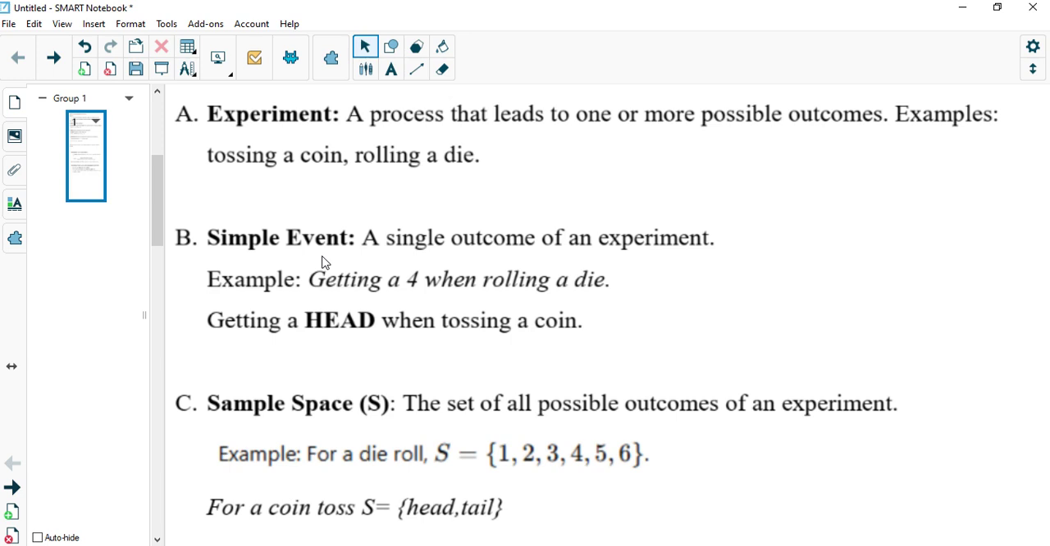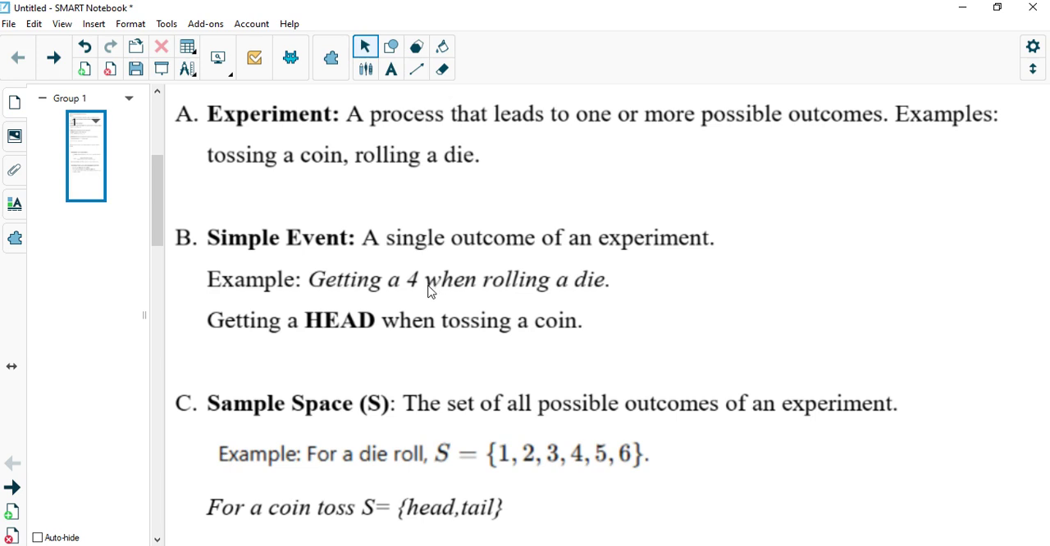A good example is getting a 4 when rolling a die. Mwapanga roll a die ndi mupeze kuti yagwera kumene kuli 4. Because we are concentrating on the only event imene iliyopeza 4, we call it as a simple event.